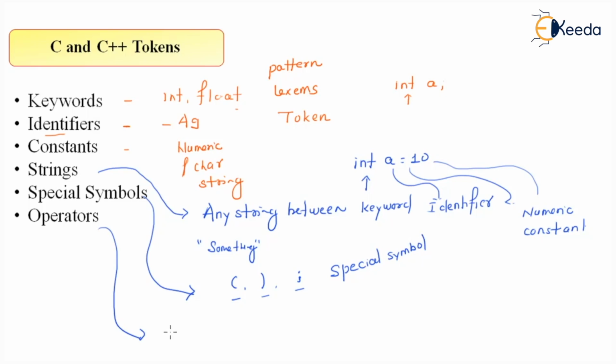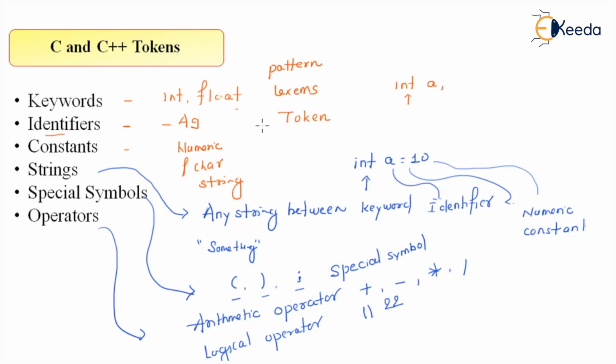Operators are another category. There can be arithmetic operators, such as plus, minus, multiplication, division, and logical operators such as and, or, and bitwise operators. So these are examples of some tokens, and I'm taking examples from the C language.